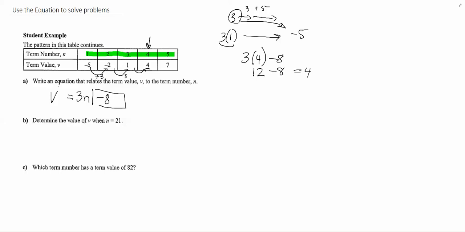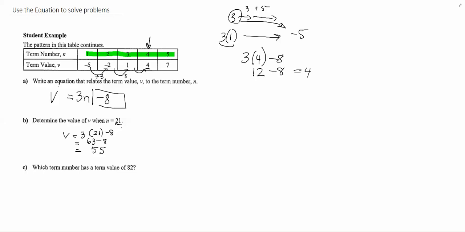Now, we're asked to determine the value when n is equal to 21. So v is equal to 3 times 21 minus 8. Well, 3 times 21 gives us 63, and then with the 63 we're going to subtract 8. 63 subtract 8 gives us 55. So when n is 21, v is 55.